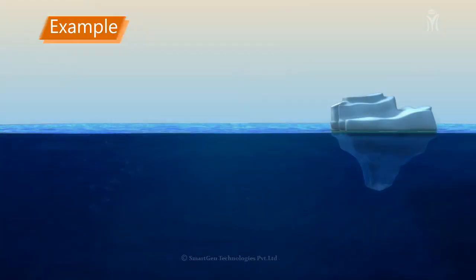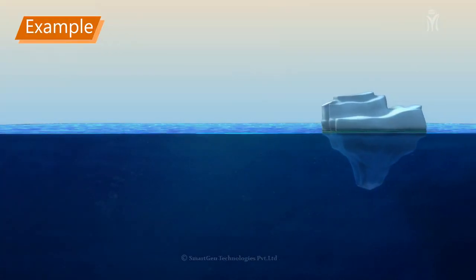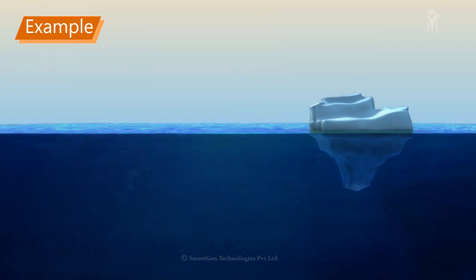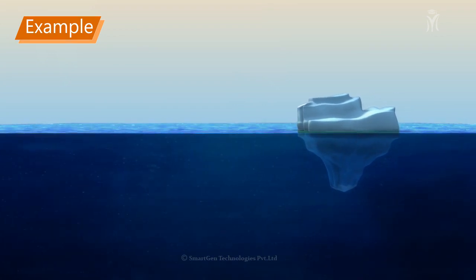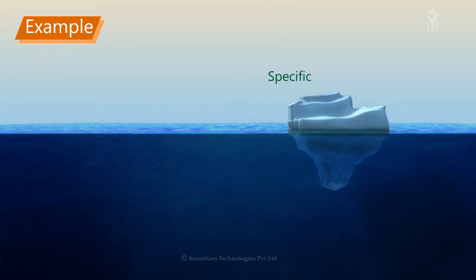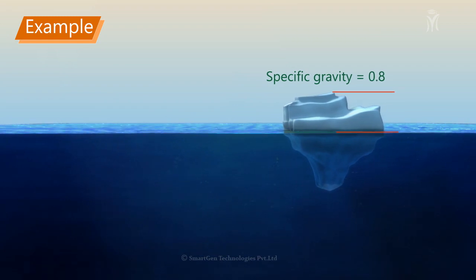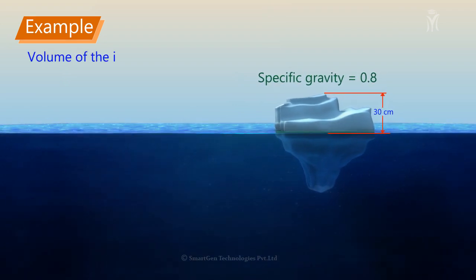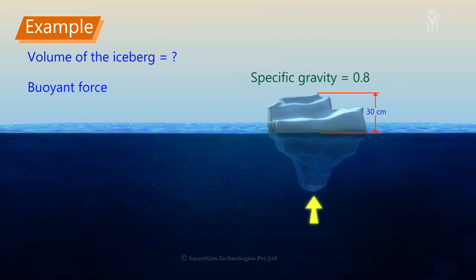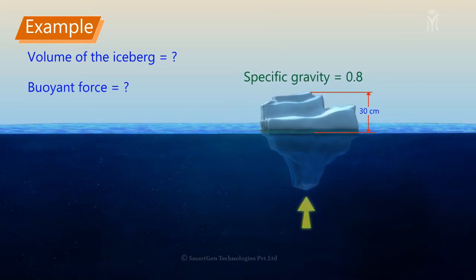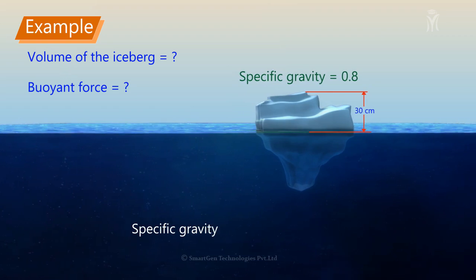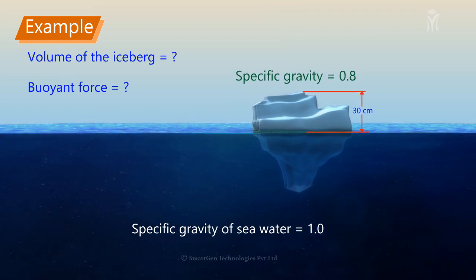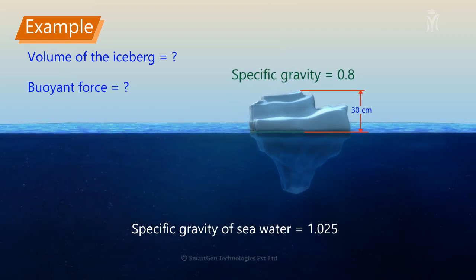Let us look at an example. A large iceberg floating in sea water is of cubical shape. Specific gravity is 0.8. If a 30 centimeter portion of the iceberg is above the sea surface, determine the volume of the iceberg and buoyant force. Specific gravity of sea water is 1.025.